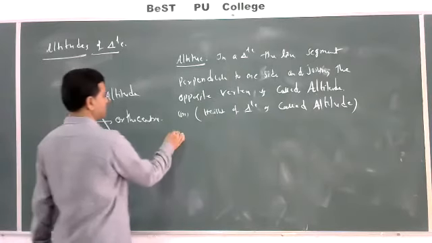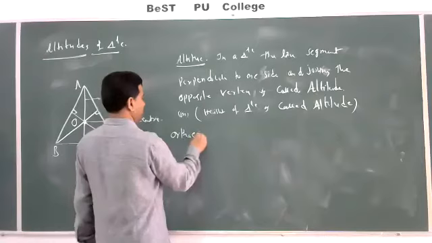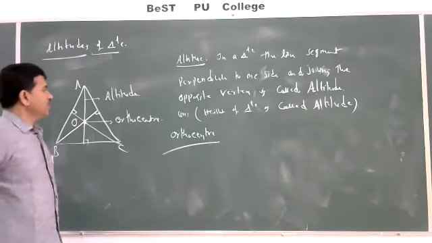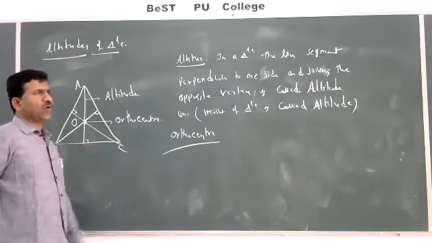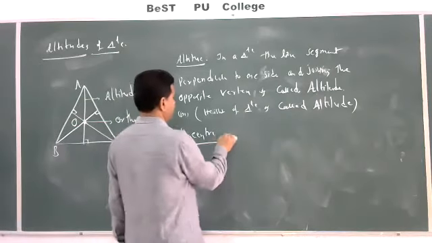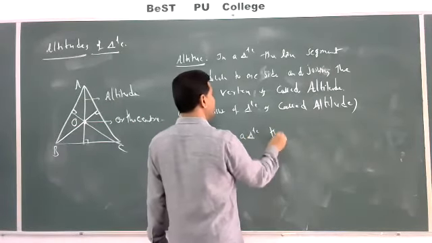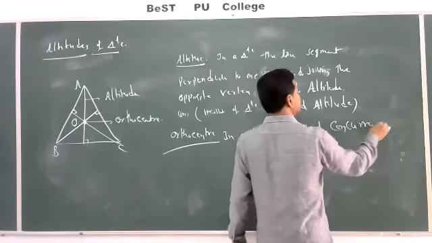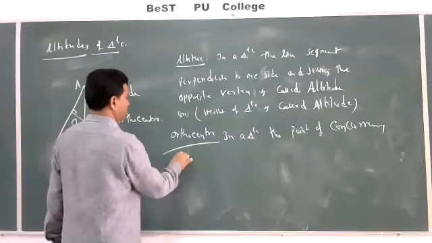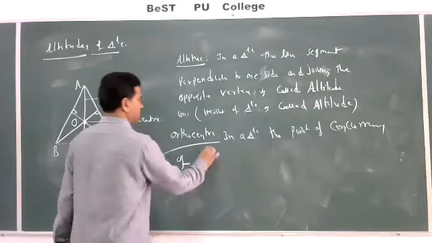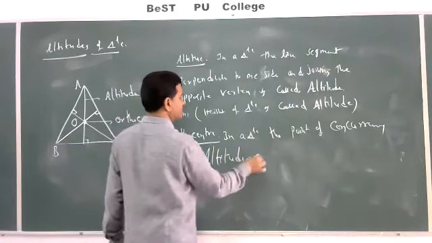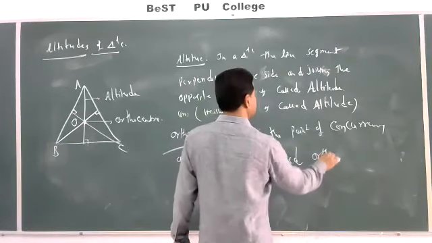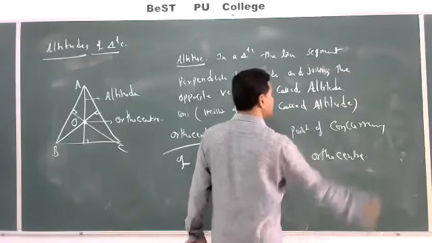Next, subheading: orthocenter. In a triangle, the point of concurrency of the altitudes is called the orthocenter.